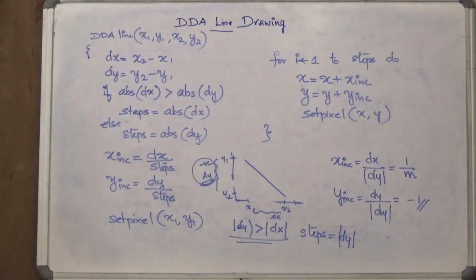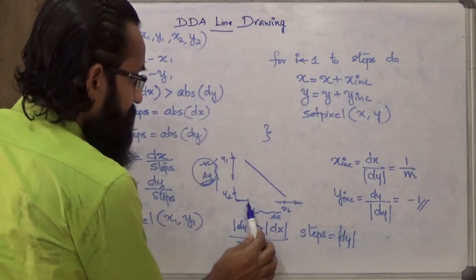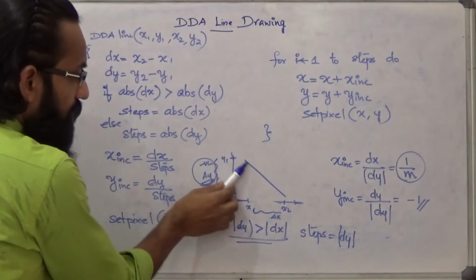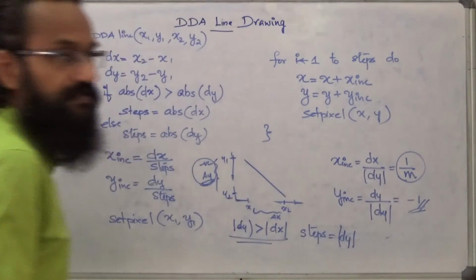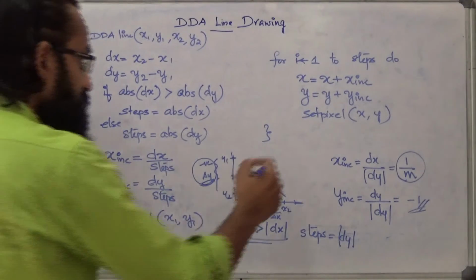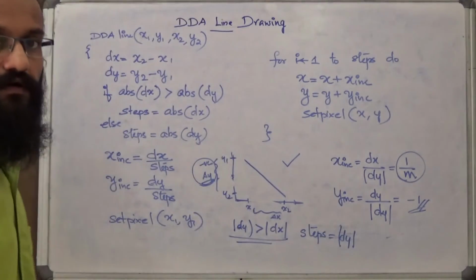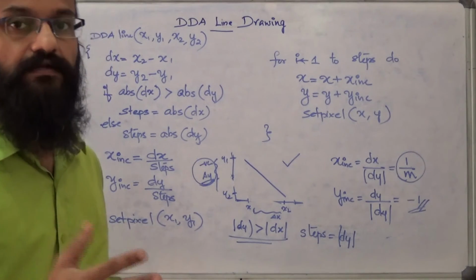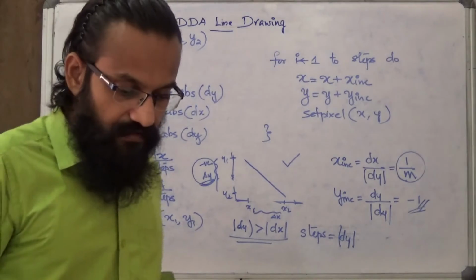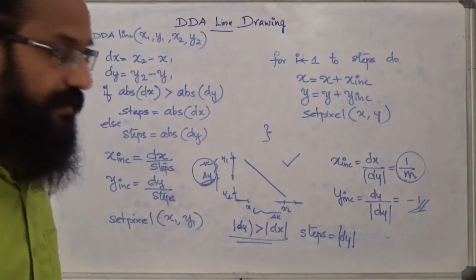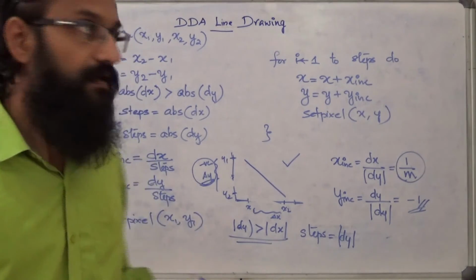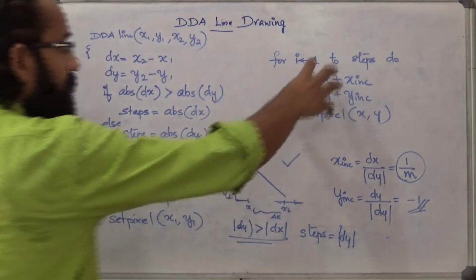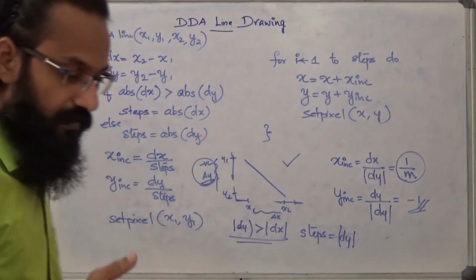So as I said earlier, in this case x gets incremented by 1 by m and y gets decremented by 1 at each and every step of iteration. So this works properly for all cases, that is line with positive slope, negative slope, vertical line and horizontal line. Then what is the advantage of this algorithm? This algorithm actually eliminates division operation. At this point you are performing division, but in the actual iteration process you are using only increment operation.